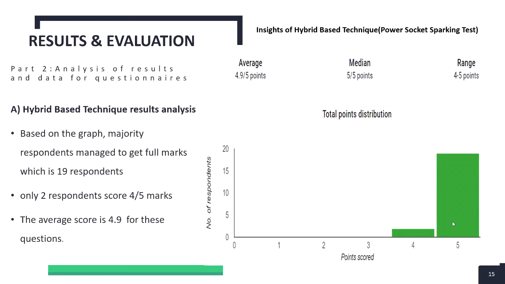So for the hybrid-based technique, on your right, this is a graph of insights of hybrid-based technique. The scenario is the power socket sparking test. Based on the graph, the majority of respondents managed to get full marks, which is 19 respondents. Only 2 respondents scored 4 over 5 marks. The average score is 4.9 for this question.